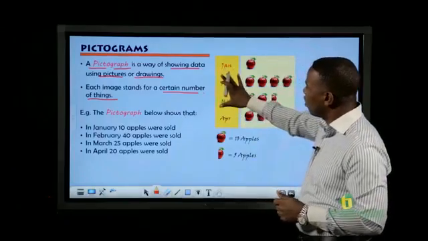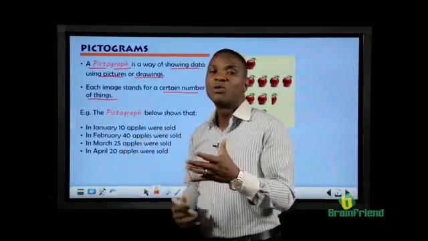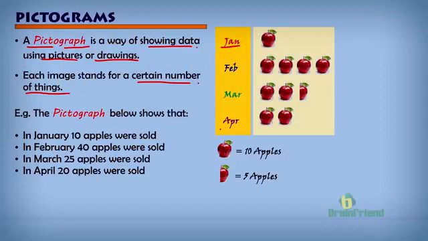This is a pictograph of a fruit shop. Okay, the man sells apples. And we want to find out how many apples he was able to sell between January and April. Now, instead of using numbers, I can make use of a pictograph to simply explain that. This pictograph, for instance, tells us that each apple within our pictograph here represents 10 apples. If we have a half apple, of course, that tells us that we would have half of 10, which would give us 5 apples. All right?